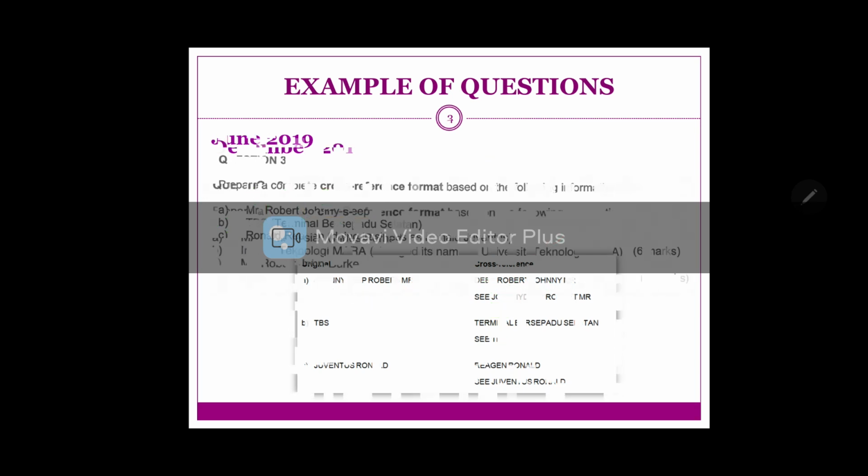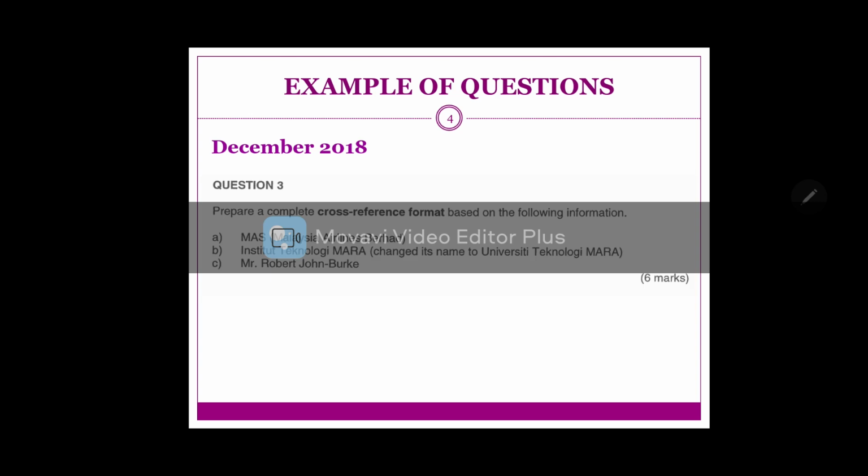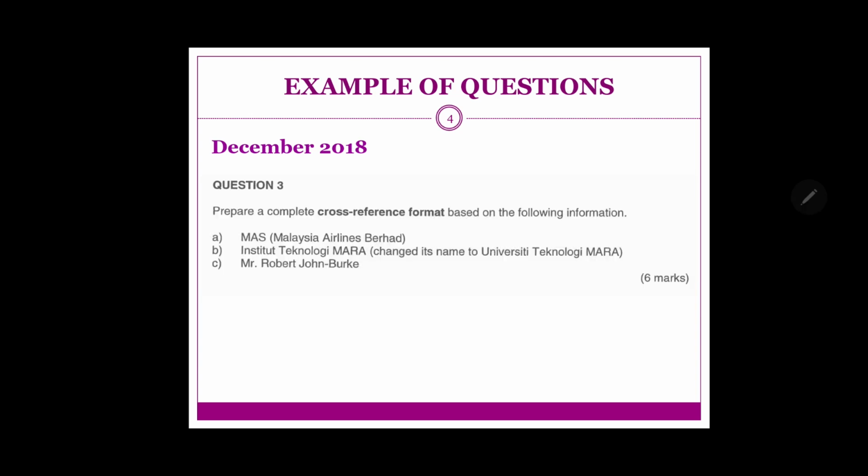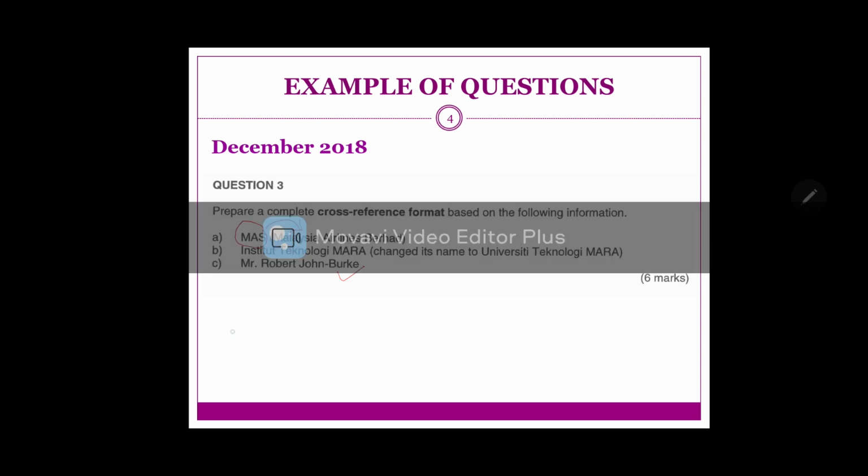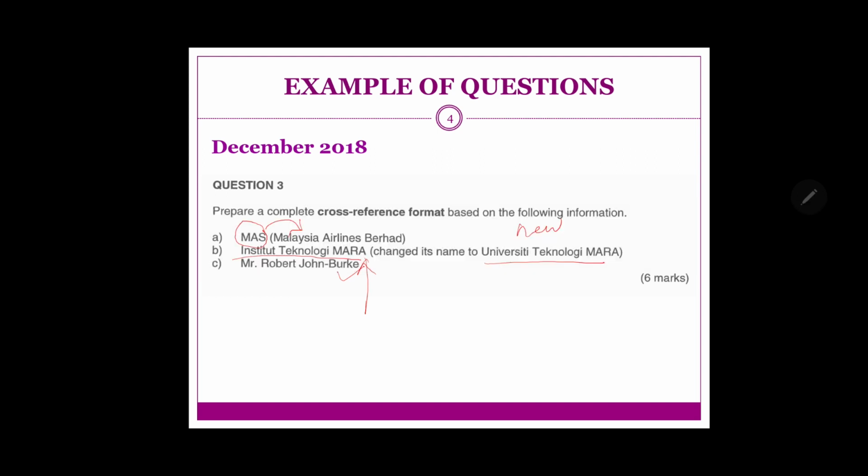Another example from December 2018. They will ask you a kind of question like here, where they must have a personal name, at which they have the abbreviated name with the full name, and here there is a change of names, at which this was known previously, and this is a new name. How we are going to do this one, later on we will learn.